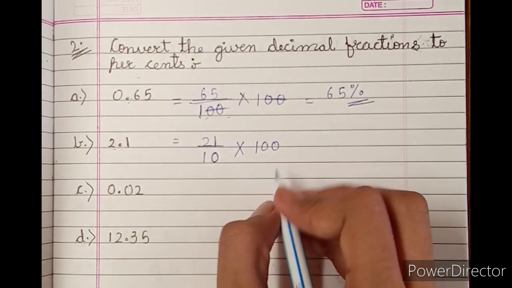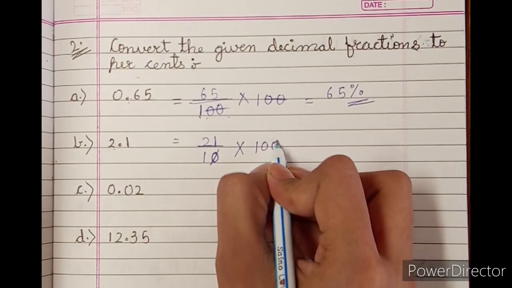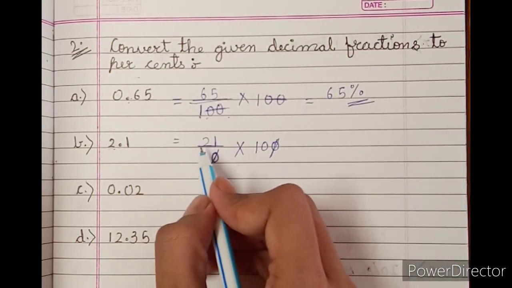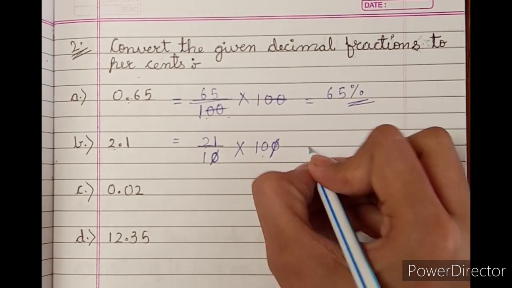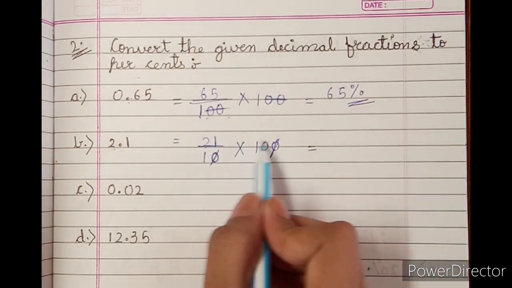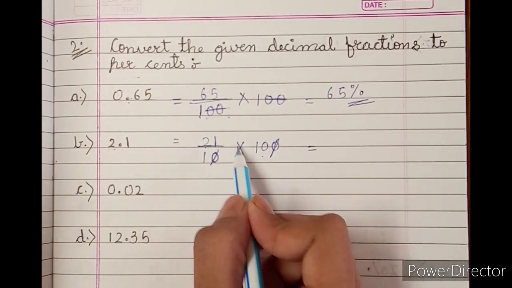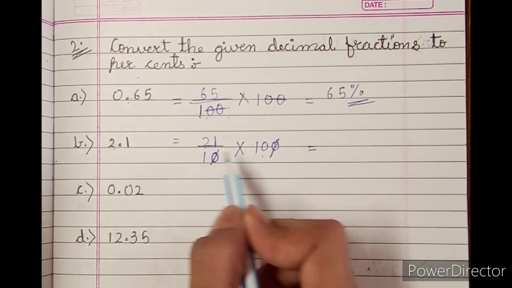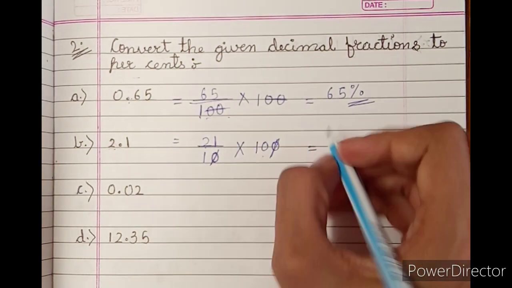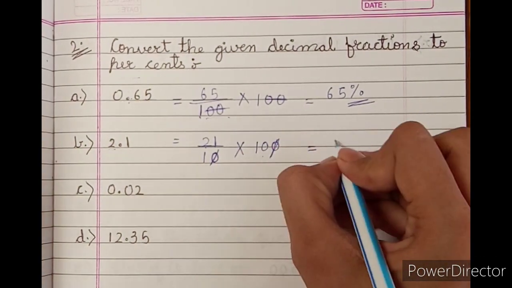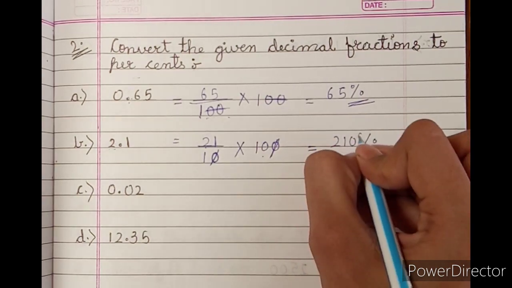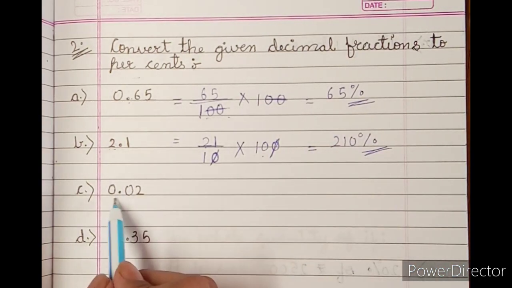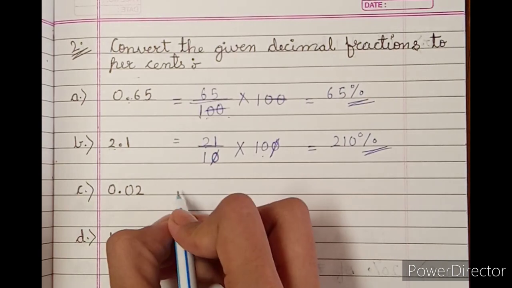तो 0 0 कट हो जाएगा और बचा 21 और 10. सो 21 मल्टीप्लाई बाय 10 इज इक्वल टू 210. अब हम अगर मल्टीप्लाई करते हैं 21 और 10 को तो हमें मिलेगा 210%. नाउ नंबर 3 इज 0.02.